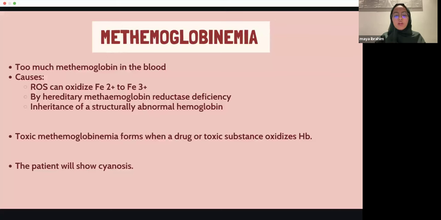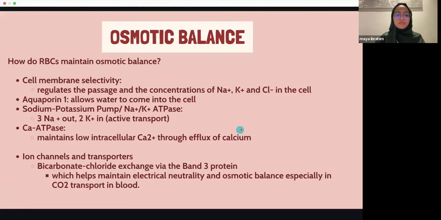And if this occurs, the patient will appear blue. They'll have cyanosis because hemoglobin can't transport oxygen anymore. It doesn't have a normal transport capacity. It has a reduced oxygen capacity. So the patient will show cyanosis.